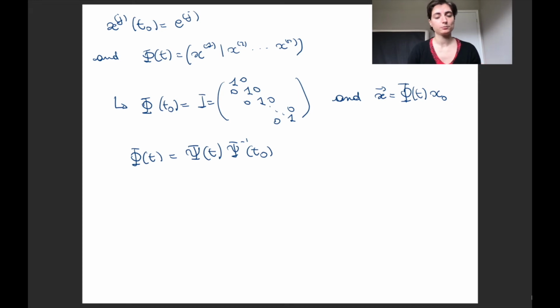That means that if we have imposed an initial condition x0 at time t0, the inverse of phi at time t0 is the identity, so x is phi of t times x0. We don't have to compute an inverse anymore. That means that phi of t, the new matrix that we have introduced, is equal to psi of t times psi inverse at t0.